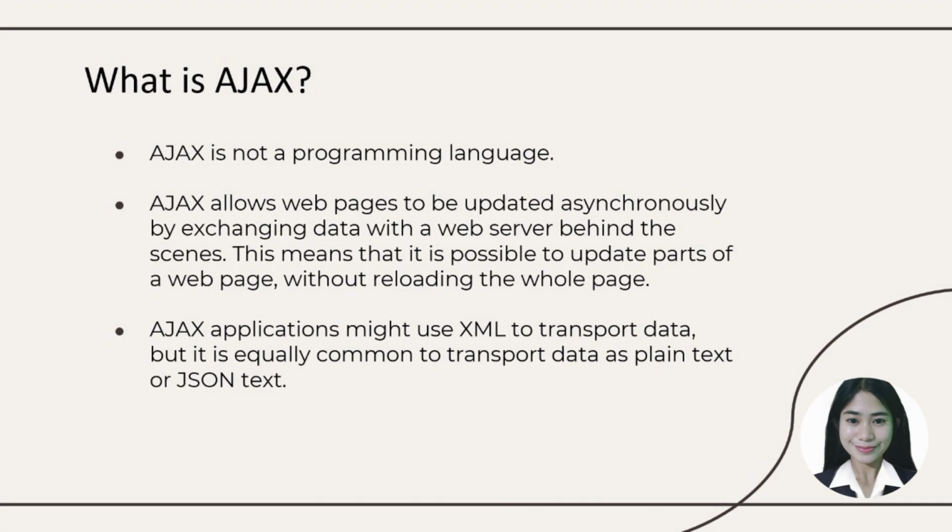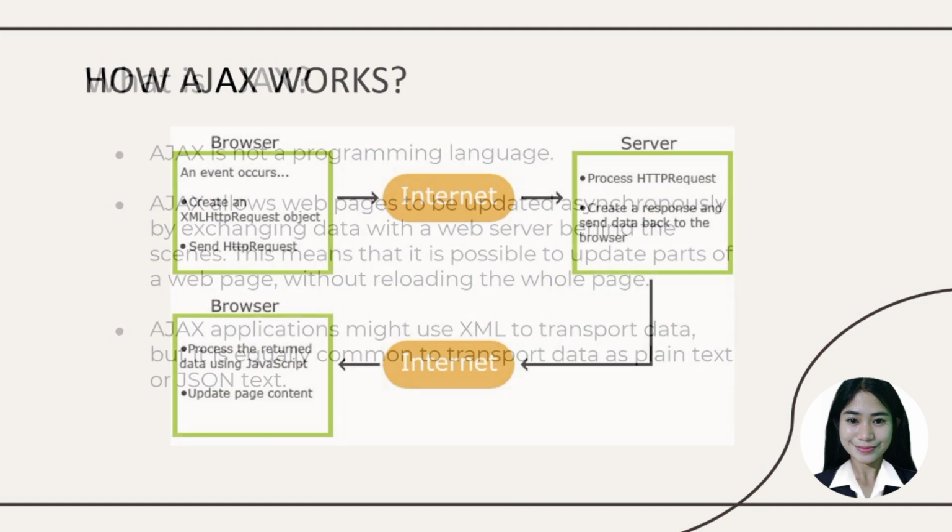What is AJAX? AJAX is not a programming language or a scripting language, but it combines multiple web-related technologies like HTML, CSS, JavaScript, DOM, XML, JSON, and the XMLHttpRequest object. Due to the combination of these technologies, AJAX allows web pages to be updated asynchronously by exchanging data with a web server behind the scenes. This means that it is possible to update parts of a web page without reloading the whole page.